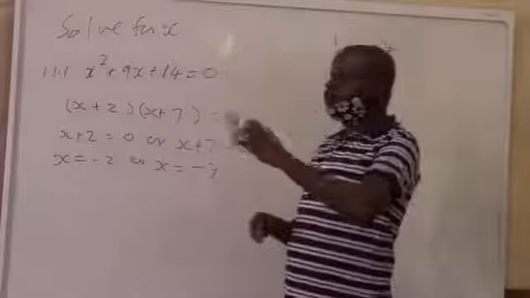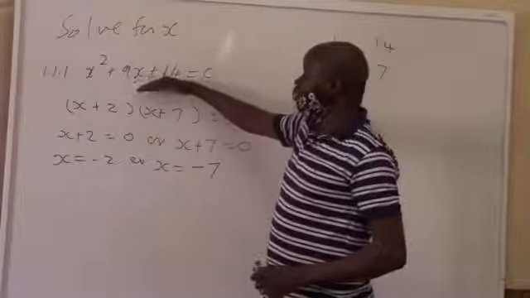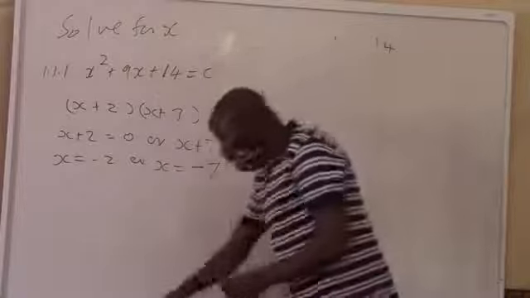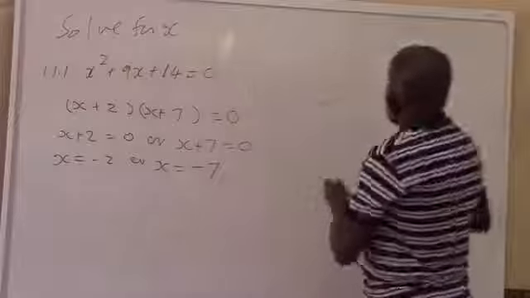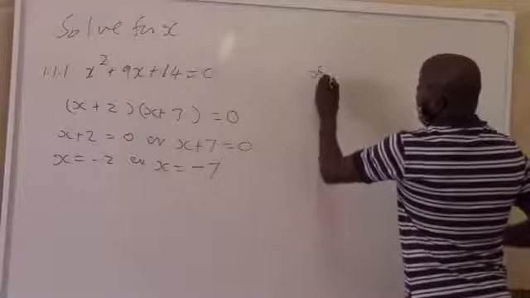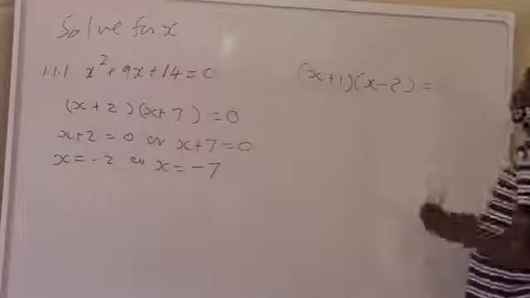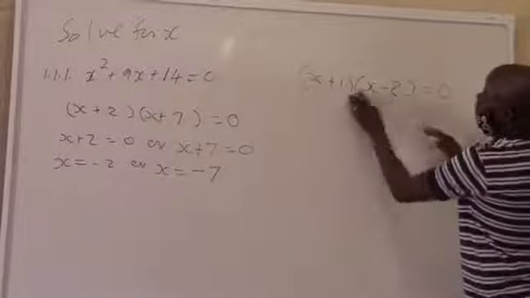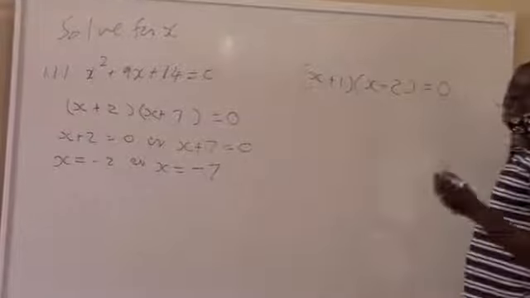Before we go to the next one, I want us to do as much as we can to exhaust this one because it doesn't only come in this way. Sometimes the same question comes in another fashion. It may come as x plus 1 and x minus 2 is equal to 0. When it comes in this way, it's already factorized. So what you need to do is just say this is equal to 0 and that is equal to 0, which in most cases will have only one mark.